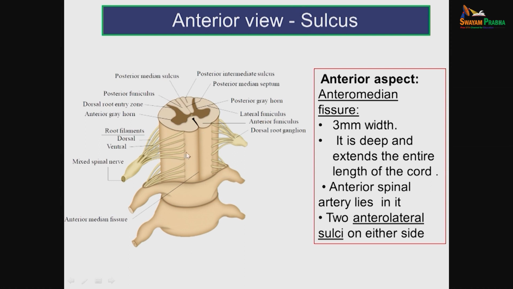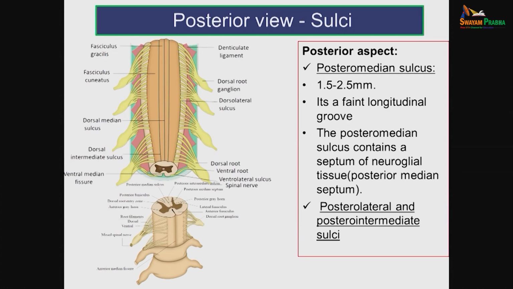On either side of the anterior median fissure, you can see the ventral roots emerging. This sulcus on either side of the anterior median fissure, where the ventral roots are emerging, is called the anterolateral sulcus. Having learned the anterior aspect, we will move on to the posterior aspect.